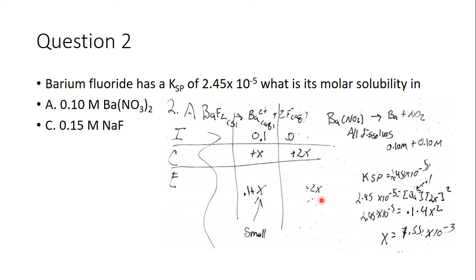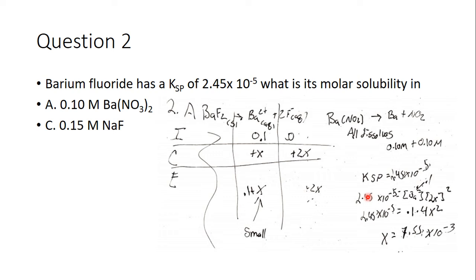And we can set up our KSP. So KSP equals 2.45 times 10 to the minus 5. That's from the problem. And our expression for KSP is just our products again. So KSP equals barium times fluorine squared. Now, we have a plus X here, but our equilibrium constant is much smaller than our starting concentration. Starting concentration is 0.1. KSP is times 10 to the minus 5, so 0.1 is 100 times bigger than this. So I can ignore this plus X safely.